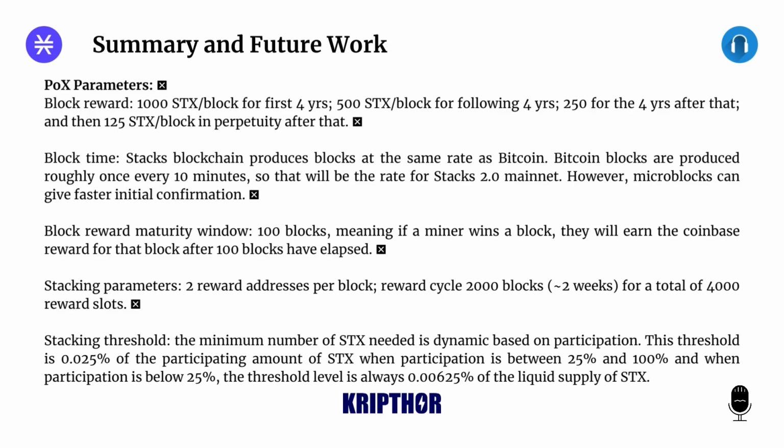Block reward maturity window: 100 blocks, meaning if a miner wins a block, they will earn the Coinbase reward for that block after 100 blocks have elapsed. Stacking parameters: 2 reward addresses per block, reward cycle 2000 blocks, ~2 weeks, for a total of 4000 reward slots.